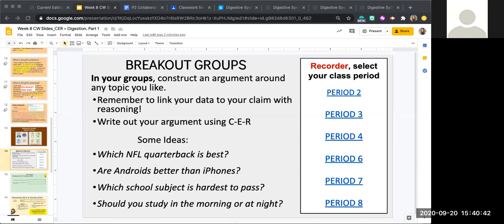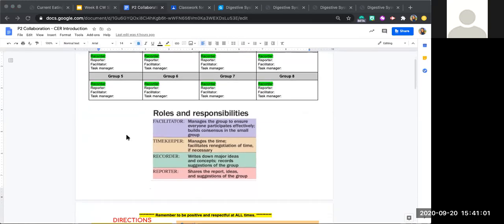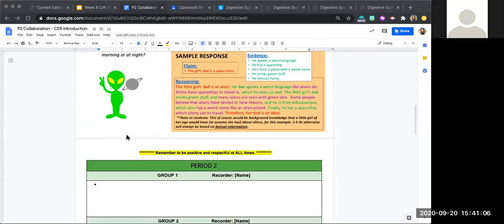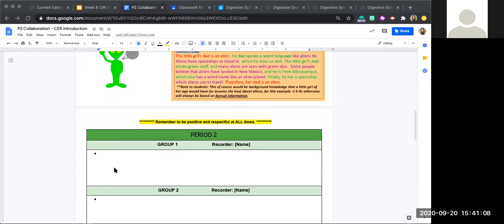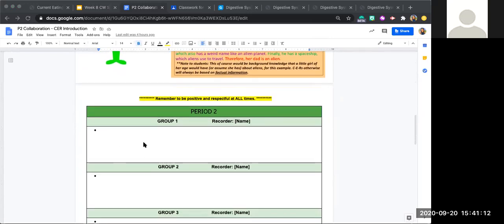The recorder of your group, you're going to select your class period. And so I'm going to use period 2 as an example. If I click the hyperlink there, it'll take you to this Google Doc. The recorder is going to write all of the roles of the people in their group. It describes the roles here again. Here are the directions again. And each group is going to write their CER about the question that they're answering in this box.